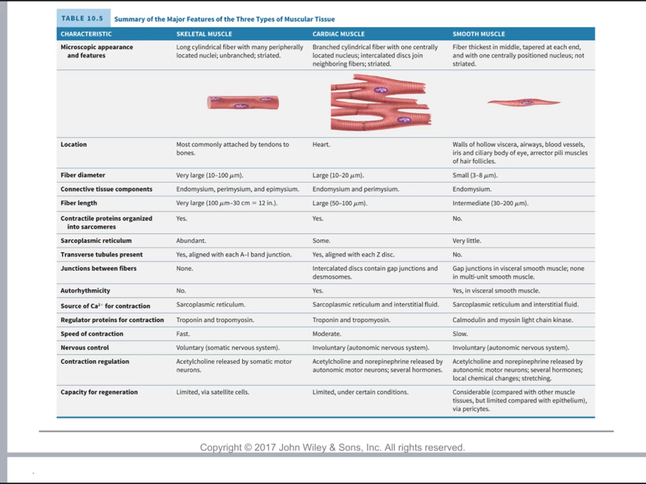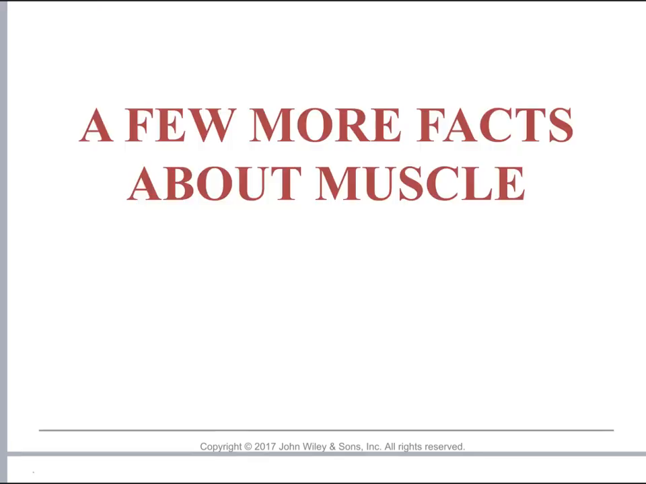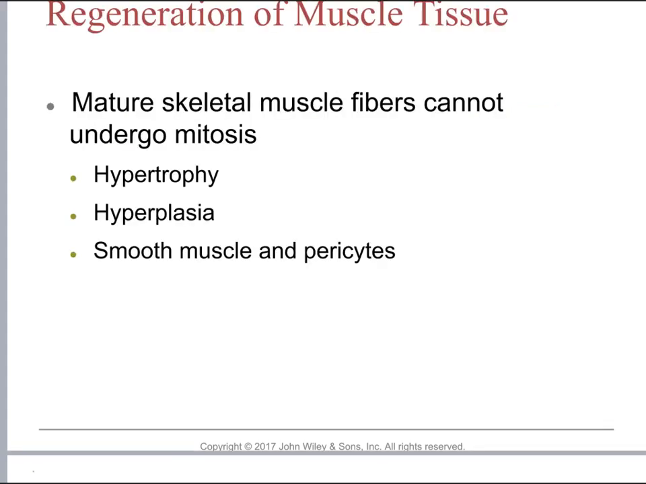So table 10.5, we're going to go through the major features of the three different types of muscles and where you find them. You can go through the table and work through all the information. We've covered this throughout this lecture, so it should be a repeat, but it's a nice way to put it all together into one nice little neat bundle. So we're going to end our lecture with a few more facts about muscles.